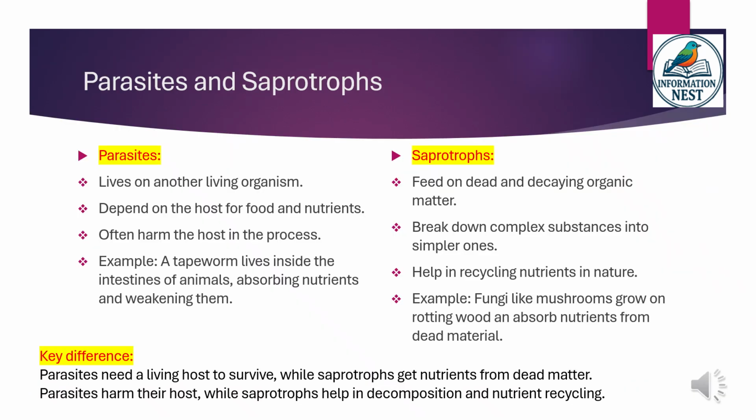See the difference between parasites and saprotrophs. Parasites are organisms that live inside or on another living being, depending on it for food and nutrients. Unfortunately, they often harm their host in the process. For example, a tapeworm lives inside the intestines of animals, absorbing nutrients and weakening them over time.